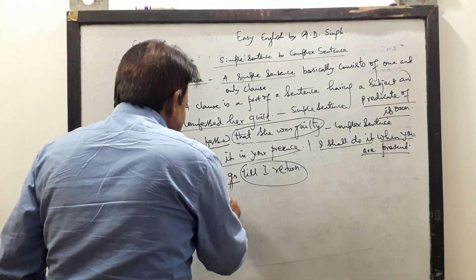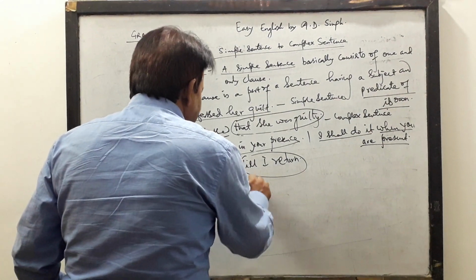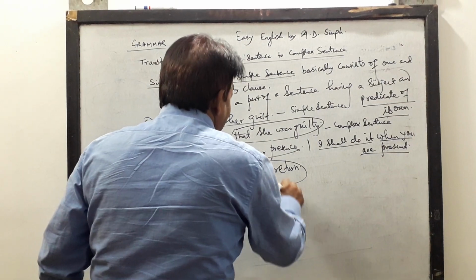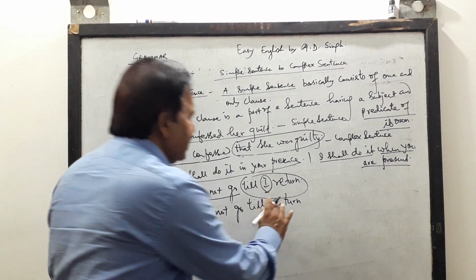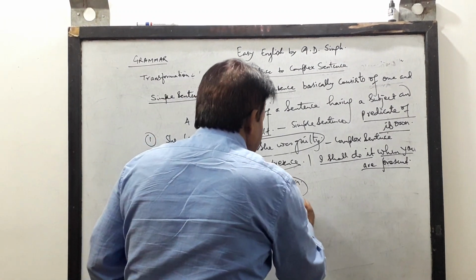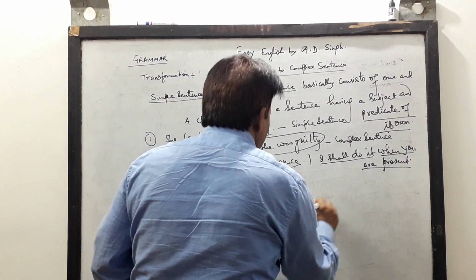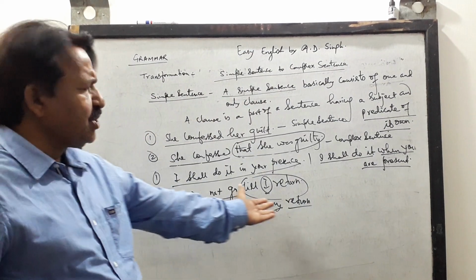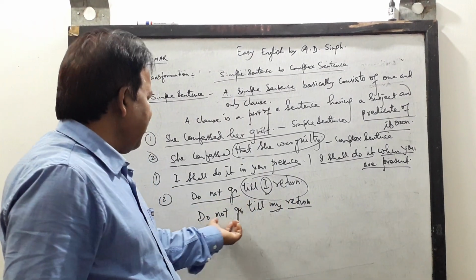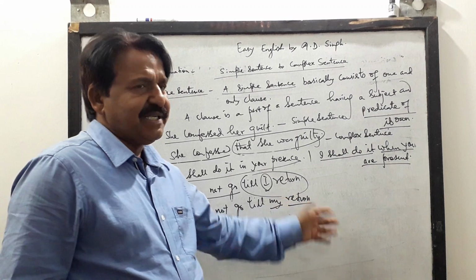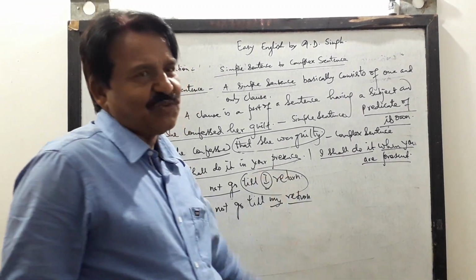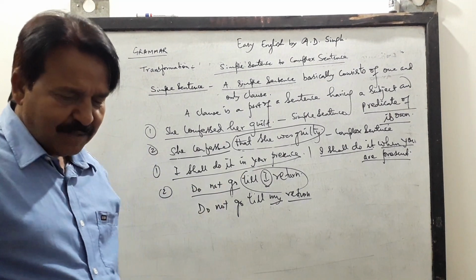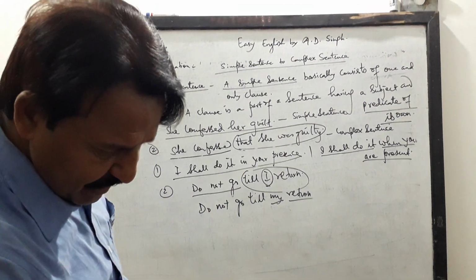Do not go till my return. What have I done? I have changed I into my, and return is return. There is no change in return. Return is noun also. Return is verb also. Yes, do not go till I return can be replaced by do not go till my return. Very simple. The second one is a simple one. The first one is a complex one. Let us take some more examples. Then only it will be clear.